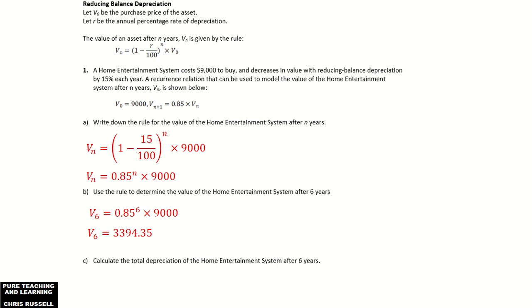Okay, C. Calculate the total depreciation of the home entertainment system after 6 years. So to work that out, we have to start from our initial value of $9,000 and compare it to the amount that home entertainment system is now after 6 years. So total depreciation equals the price, subtract how much that home entertainment system was after 6 years. We substitute 9,000 into our equation there, so we get 9,000, subtract our solution from B, which was $3,394.35, and we end up getting $5,605.65.